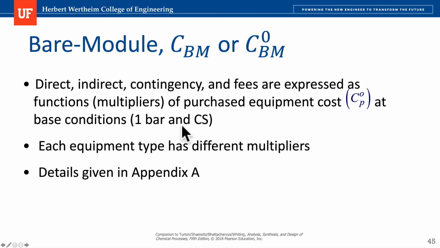So remember, it includes direct, indirect, contingency, and fees, expressed as a function of purchase equipment costs at base conditions, as I mentioned. Each equipment type has different multipliers, right? For a heat exchanger, the installation, the contingency, and the fees are different than for a compressor, a vessel, etc. So every equipment will have different multipliers. I'm giving you a PDF with this appendix, which has all the equations that CAPCOST, the spreadsheet software that we're going to use, actually embeds, but you have them available to complete any assignment related to this.